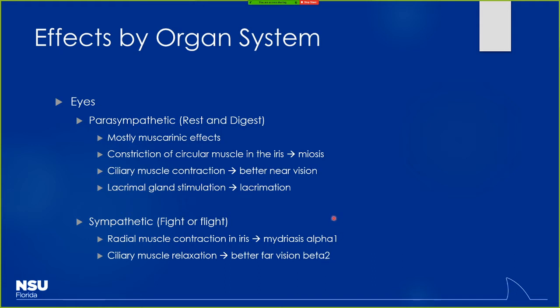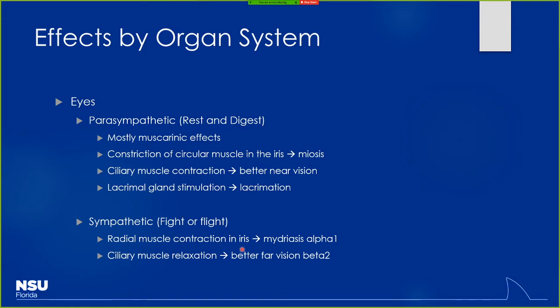So go back to the eye dilation example. Again, I could either do something that blocks the parasympathetic effect, or I could do something that activates the sympathetic effect, right? And so I could do something like phenylephrine, which is a sympathetic drug that causes mydriasis to occur, right?